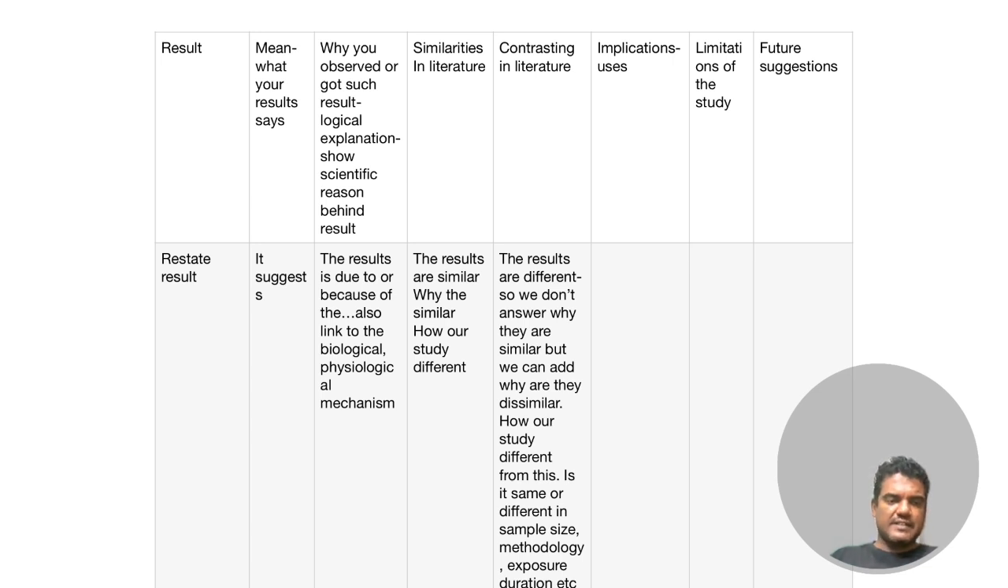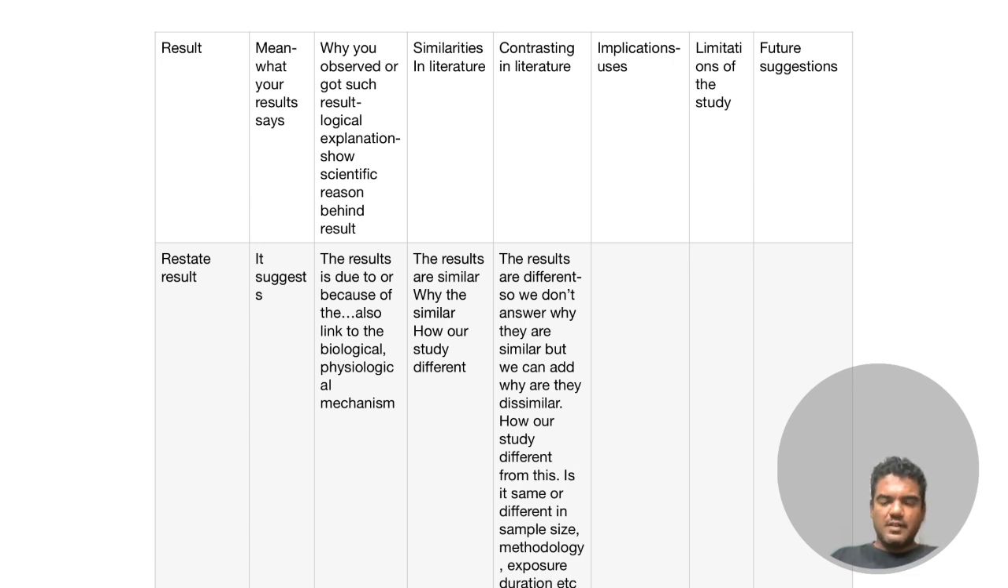So these are the implications that we write, and the limitations, if at all there in our study. So the limitations also must be explained, because maybe in future some other team may look into that particular limitation, and they will work on it. So that's why limitations of the study also must be reported.